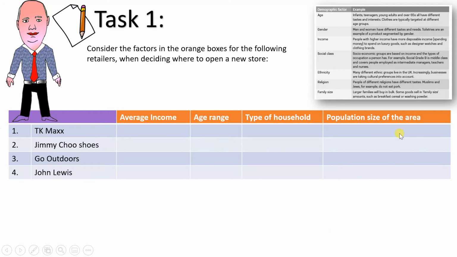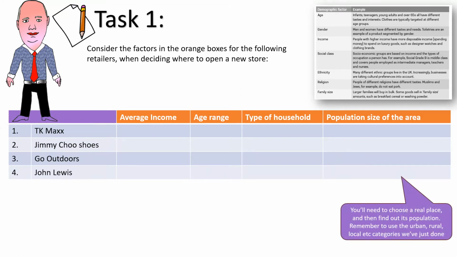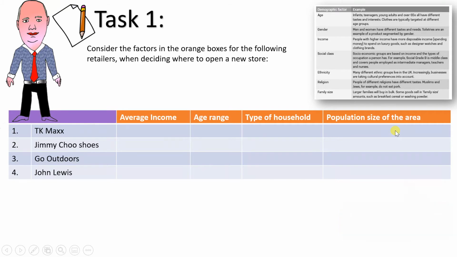And the final orange question is the population size of the area. So the question you need to consider, basically it's a real place you need to consider, and then you've got to find out the real place's population. So you'll need to use the words we've done in actual location. We looked at urban, rural, local, out of town retail park. So you need to choose a real location so you can actually find the population number. And then once you've got the number, you can then look up which one that TK Maxx or Jimmy Choo or Go Outdoors or John Lewis would like to go for.